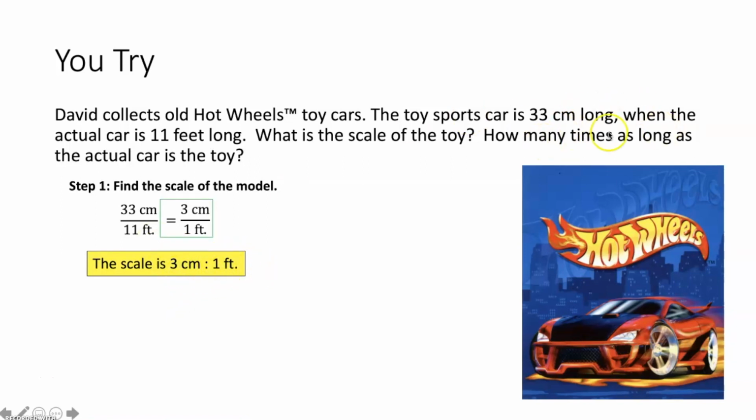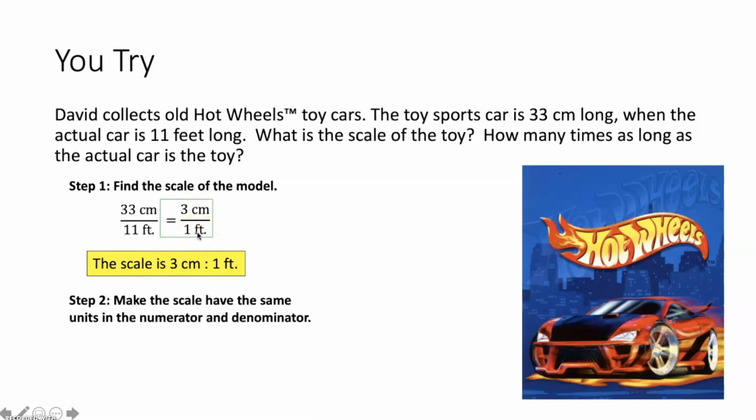Next, we need to figure out how many times as long as the actual car is the toy car. So the way we're going to do this is we're going to take our scale model, make sure the image is over the pre-image. The image is in the numerator and the pre-image is in the denominator. Well, we're going from the actual car to the toy car. So the actual car is our pre-image, that should be in the denominator, which it is. The toy car is our image then, which is in the numerator, perfect. So we're going to take that ratio, that scale that we found.